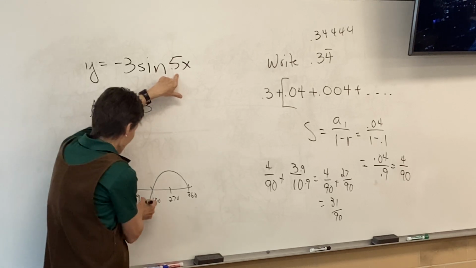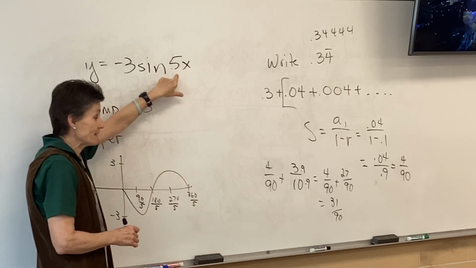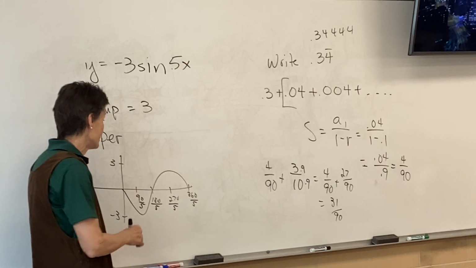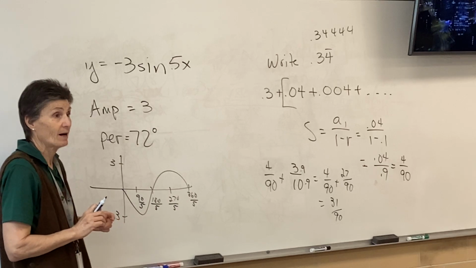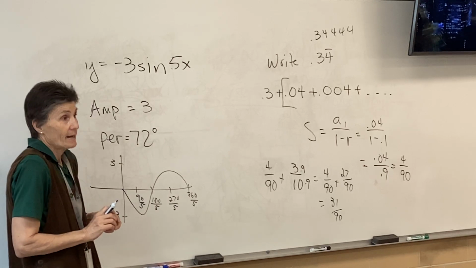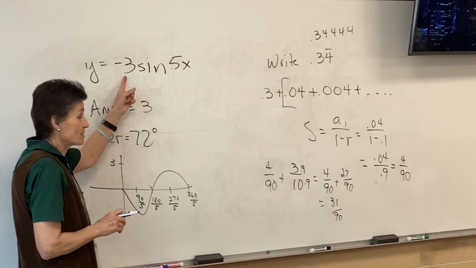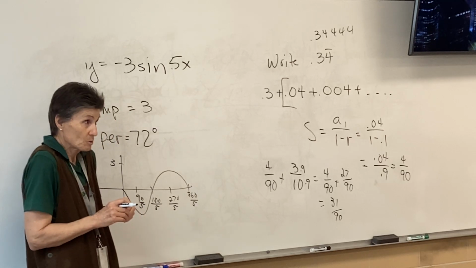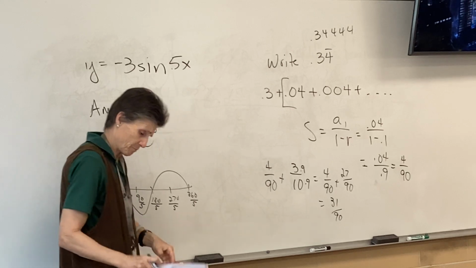We divided by that number, which means that our period isn't 360 anymore. Now it is 72 degrees. 360 divided by 5. Okay? This is super simple. What do you have to remember? That number is the amplitude. This number divides 360. That's what you remember. All right?